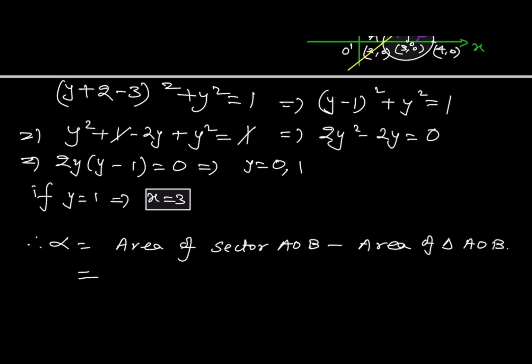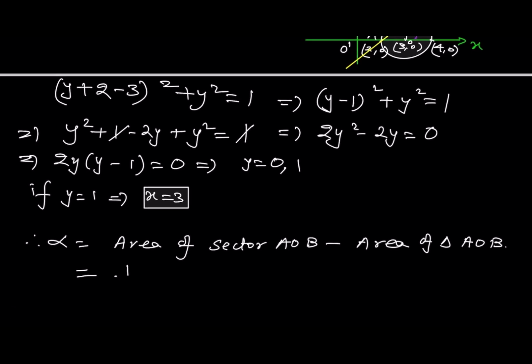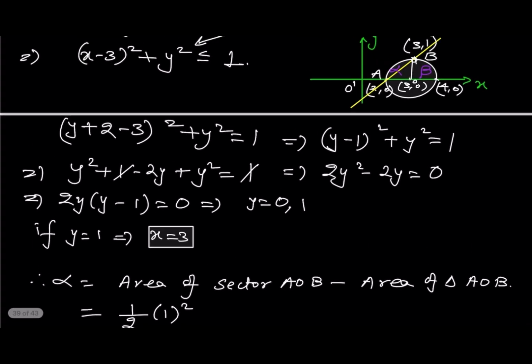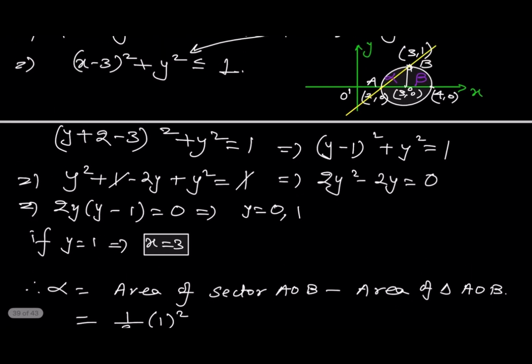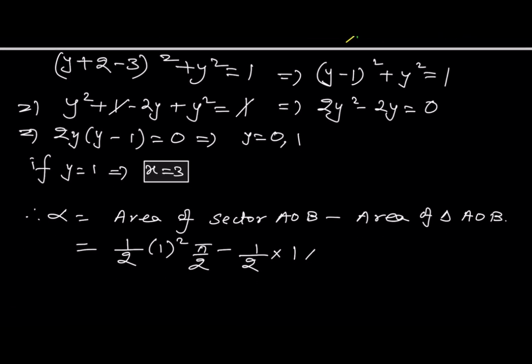So the area of sector is half r square theta, and r is the radius of this circle. So half, r is 1, square theta. Theta is in radian, and here theta is 90 degrees, which is pi by 2, minus the area of triangle AOB, half base into height. So base is 1 because radius is 1 and height is also 1. So this is pi by 4 minus 1 by 2.